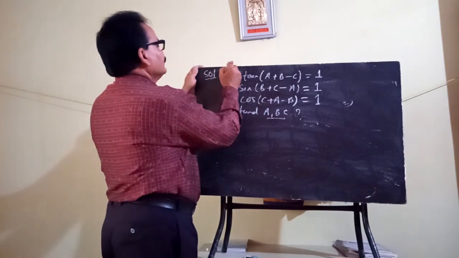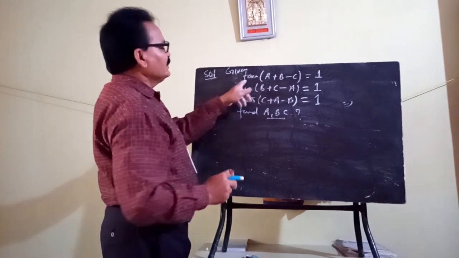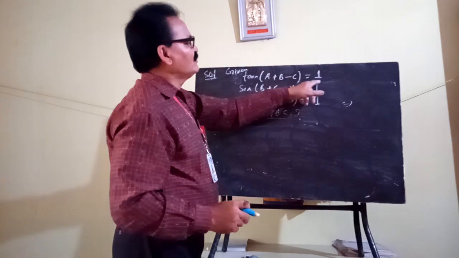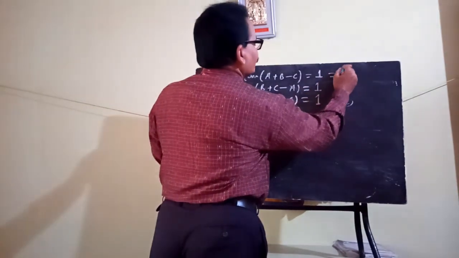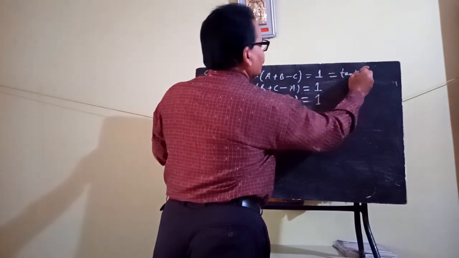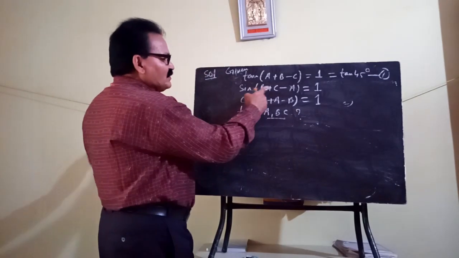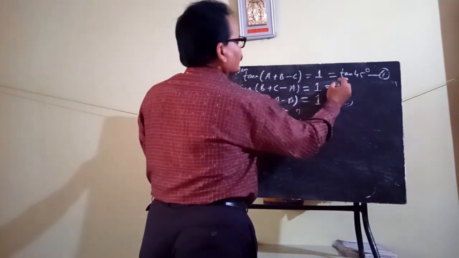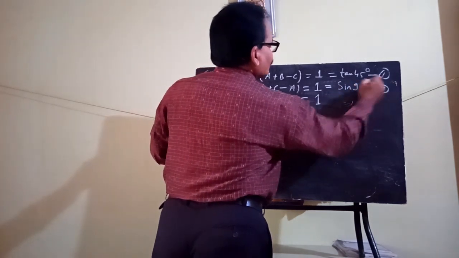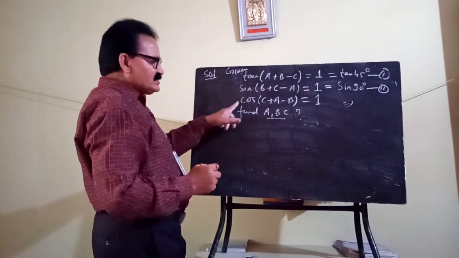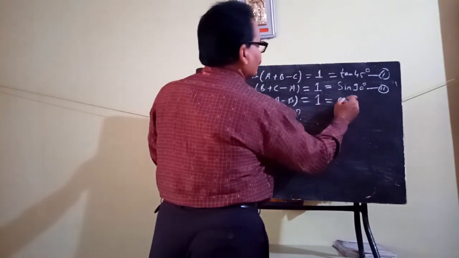Similarly, you have to do like that for solution. Instead of if, you have to write given tan(a plus b minus c) equal to 1. So you know tan 45 degree equal 1. So you write tan 45 degree. So this is your equation 1. So when sin(b plus c minus a) equal 1, so that is sin 90 degree. This is your equation 2. When cos(c plus a minus b) equal to 1, you know cos 0 degree is 1.